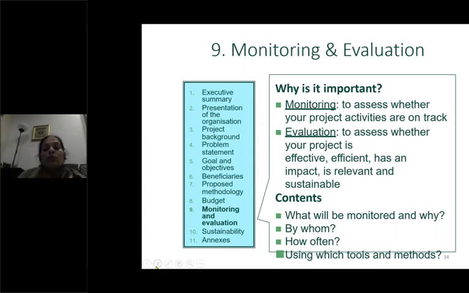And evaluation assesses whether your project is efficient, effective, impactful, relevant, and sustainable. So what should be checked, what will be monitored, who will monitor that, and how often will the monitoring be done, whether it's a monthly, quarterly, six-monthly, or yearly progress report. So you have to see how frequently the evaluation is done, and which tools and methods will be used for evaluation. Next.